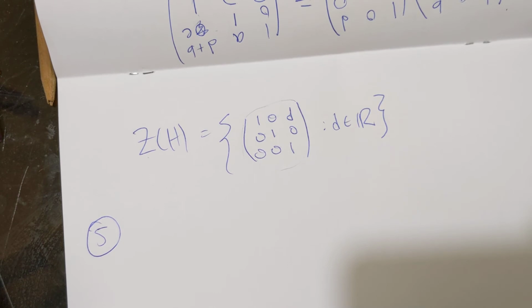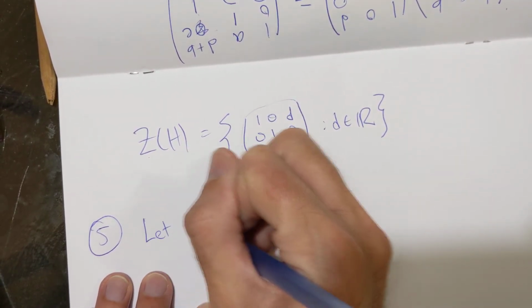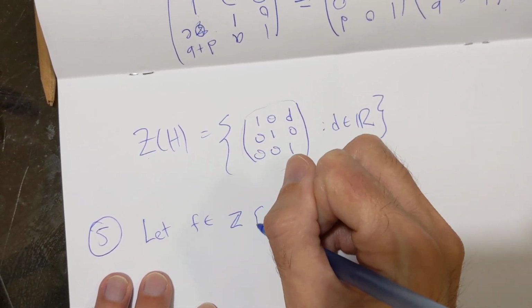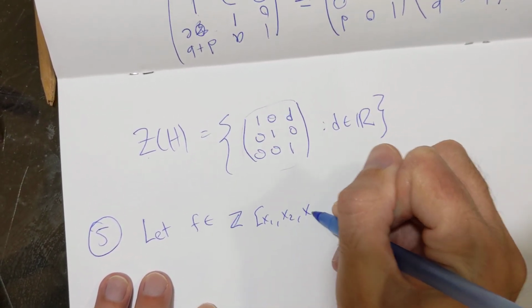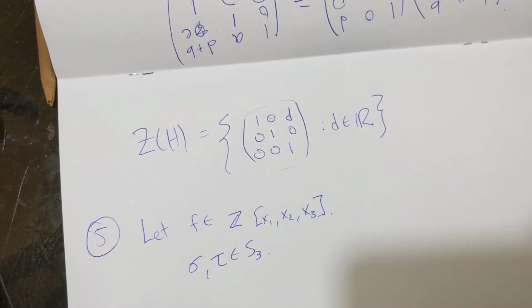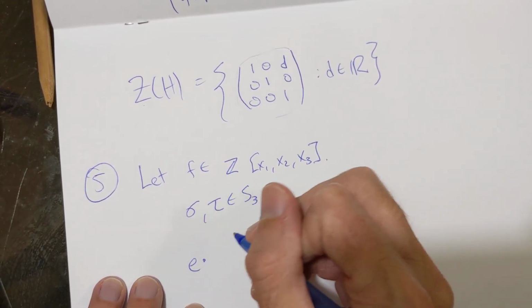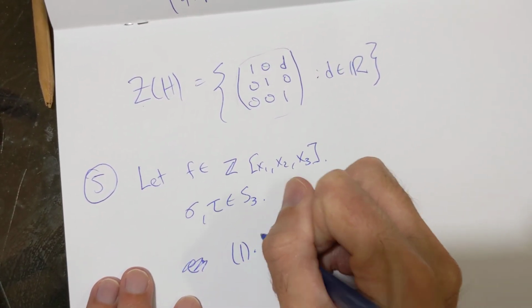Okay, we have after a lot of thought, this is a group action. Okay, let's try and show it. Let f be an arbitrary polynomial with integer coefficients. Sigma and tau are going to be permutations. And now, first let's do E, the identity, times f.